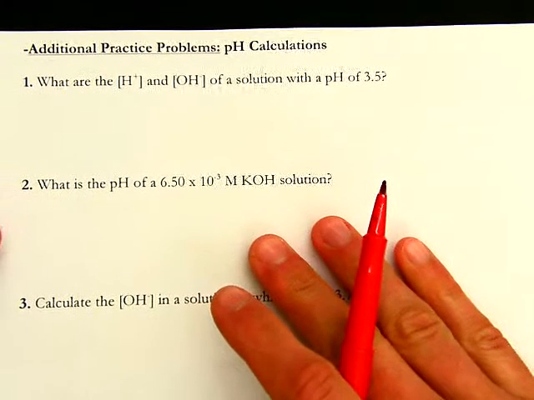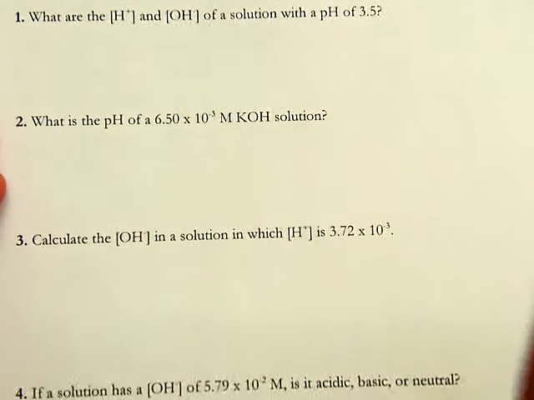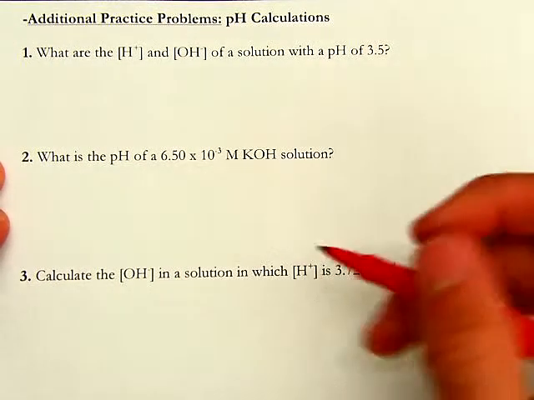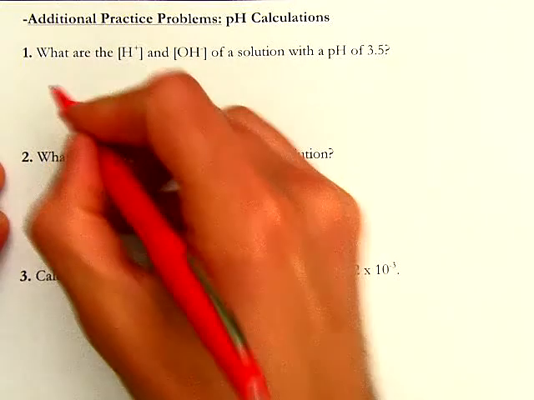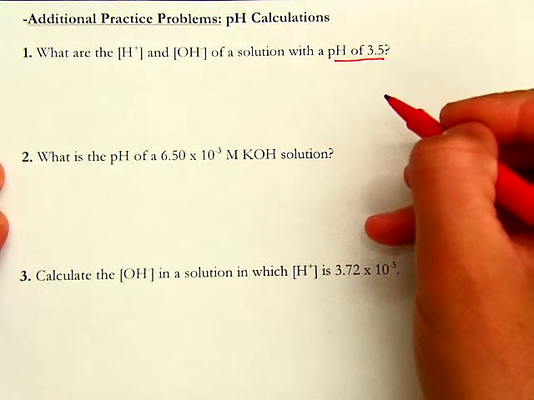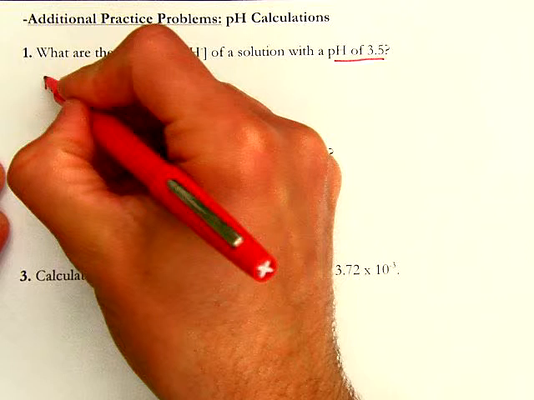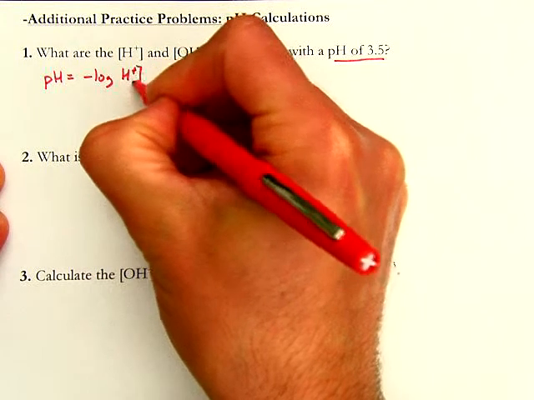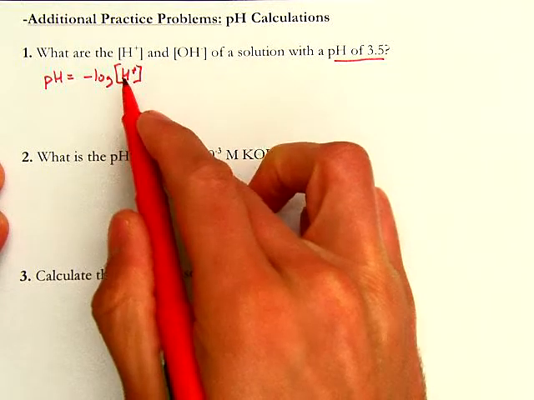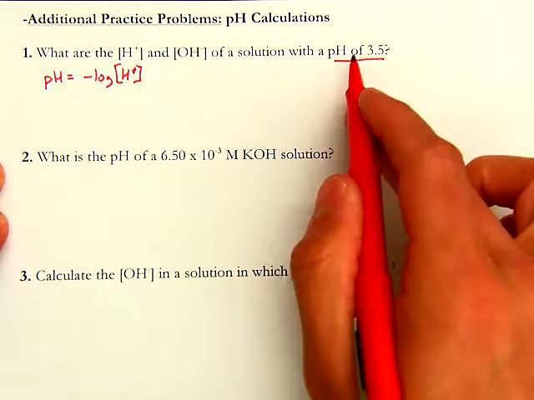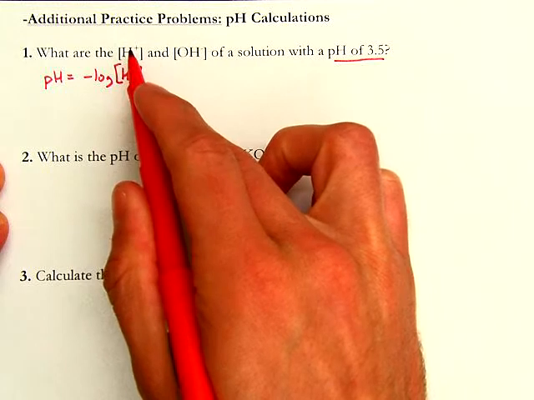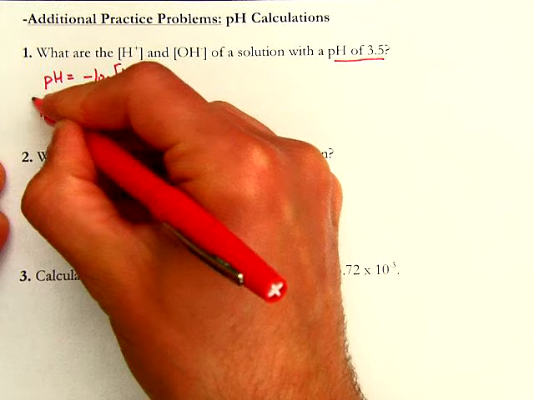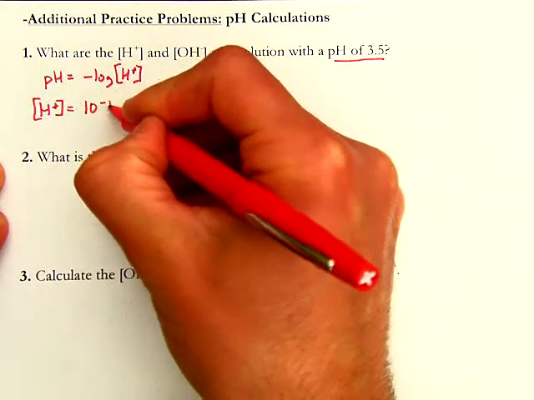This one says, what are the concentration of H and concentration of OH in a solution with a pH of 3.5? So if pH is 3.5, you can go the other way. We were just saying that pH is equal to the negative log of the concentration of H. So if you know the concentration of H, you can solve for pH. That's nice. But now we're going backwards. What if you know the pH? Can you solve for concentration of H? And you can. You can rearrange this so that the concentration of H equals 10 to the negative pH.